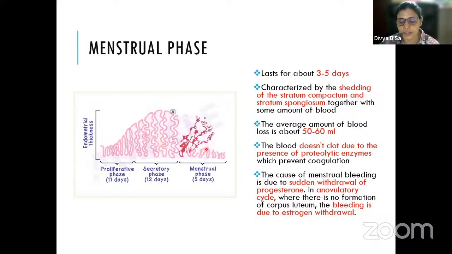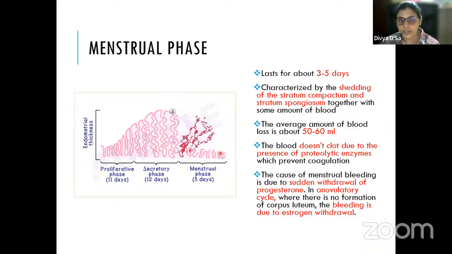More than that, we call it menorrhagia or metrorrhagia. Metrorrhagia is painful menstruation. Menorrhagia is excessive menstruation. The menstrual blood usually doesn't clot, and this is because of the presence of proteolytic enzymes. These proteolytic enzymes prevent the coagulation. So that is why the menstrual blood usually doesn't clot.